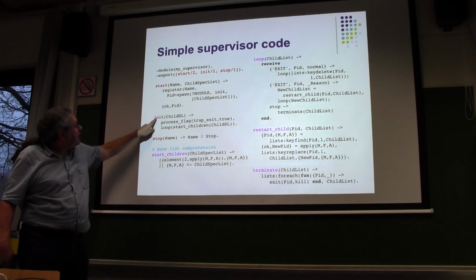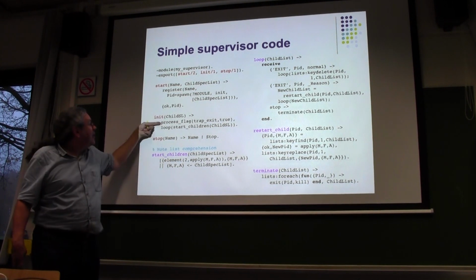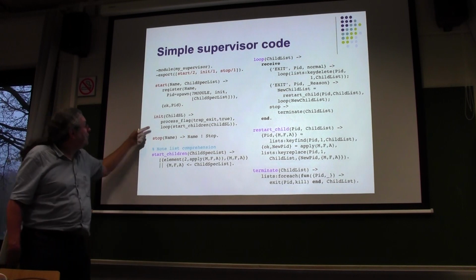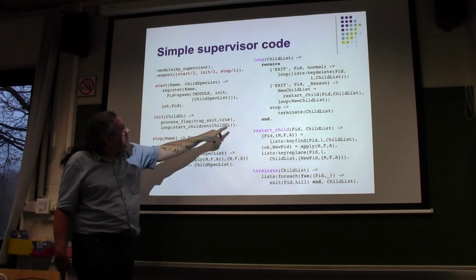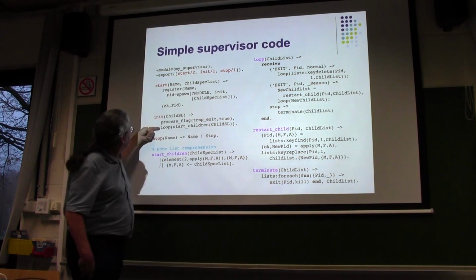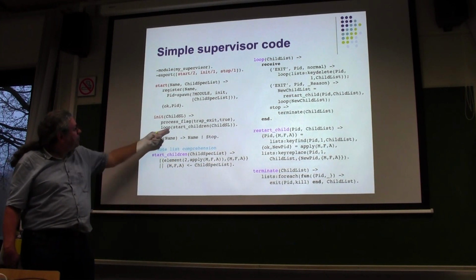Okay? Now init, first of all, sets the trap exit flag to true. Remember, this means that the supervisor will not fail but receive messages. And then it starts this loop. So it's like a server loop. This is the loop here. I'll explain in a minute. And first it calls the function start_children.